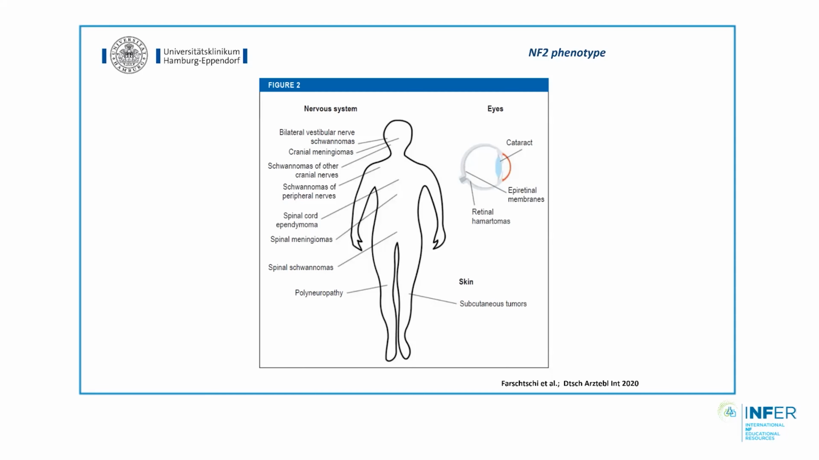Here the clinical details become important, especially the ocular symptoms, namely cataract, epiretinal membranes, and retinal hamartomas, and the intradermal schwannomas are very specific for NF2 and show up quite early in life. So in some cases, these discrete clinical features are of high importance.